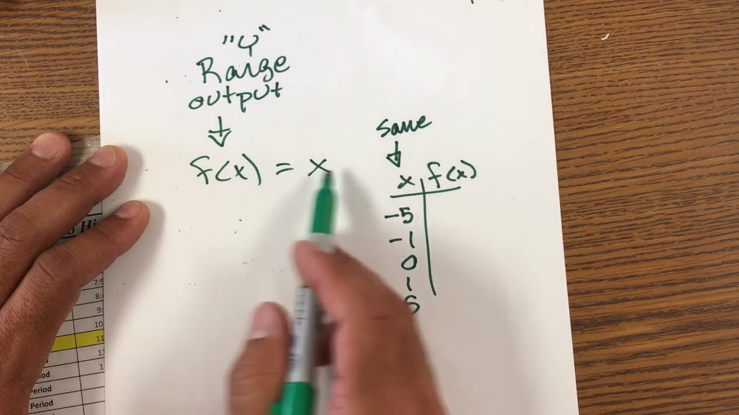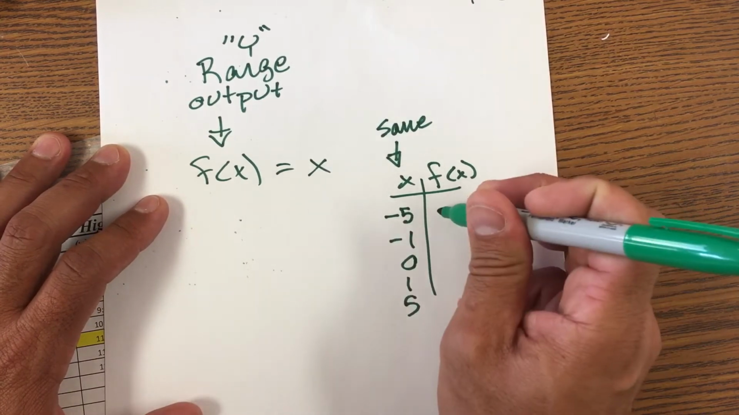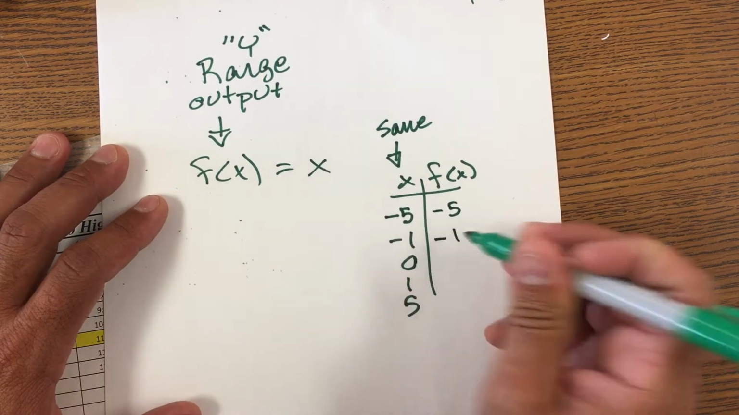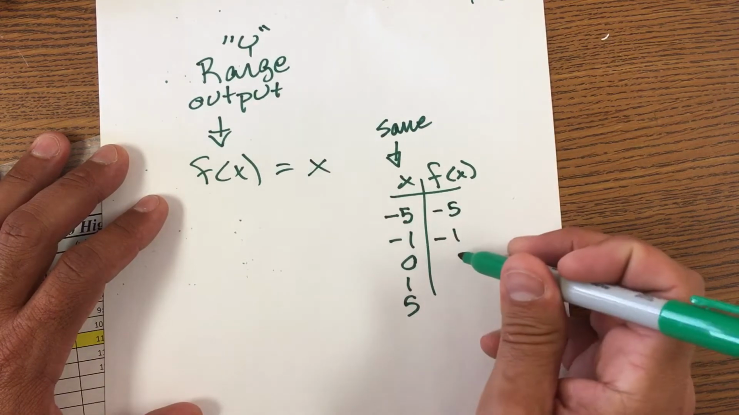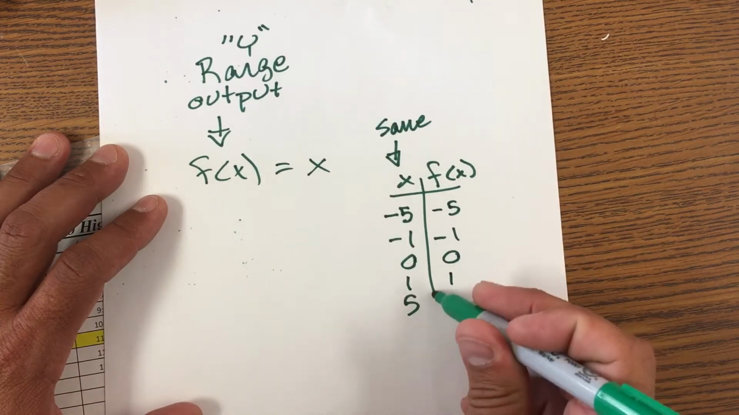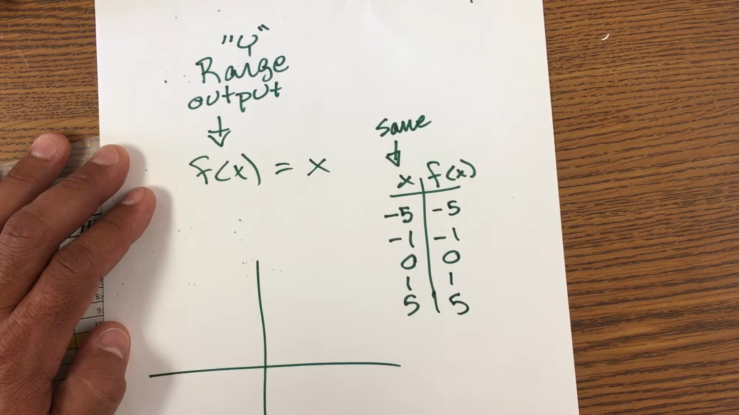So it tells me it equals just plain x. So when I plug in a -5, this equals -5. When I plug in a -1, this equals -1. When I plug in a 0, this equals 0. When I plug in a 1, this equals 1. When I plug in a 5, this equals 5. Now I can graph out those points.